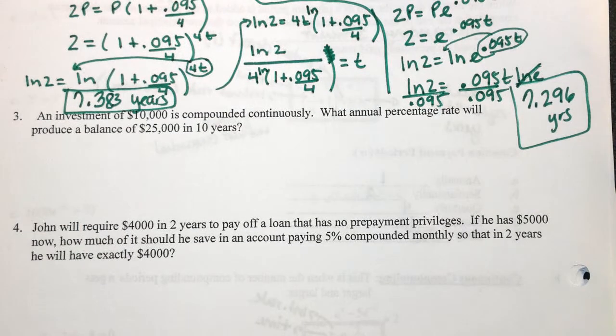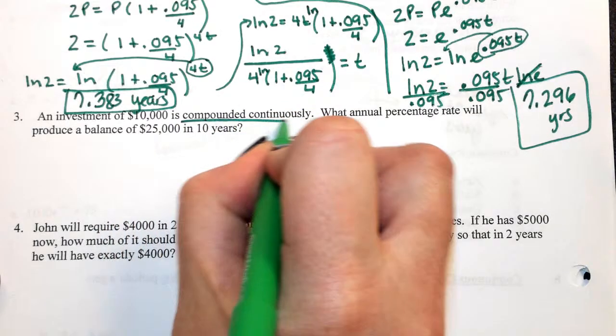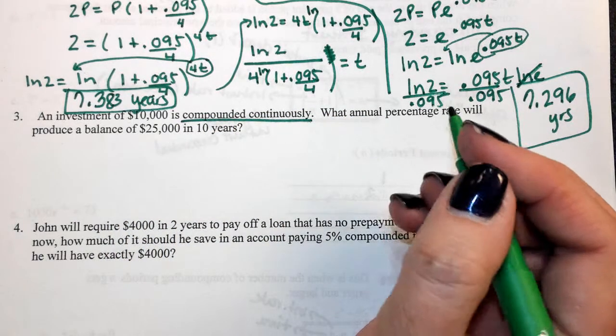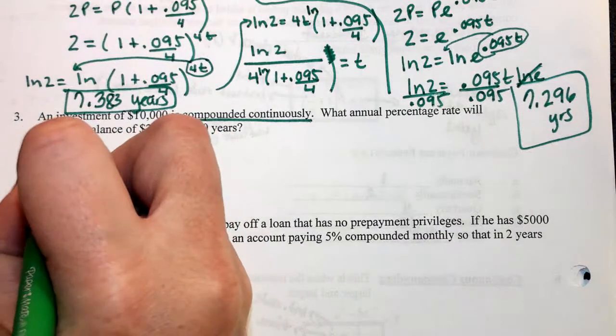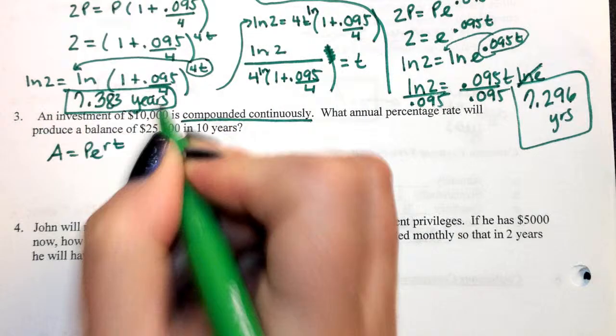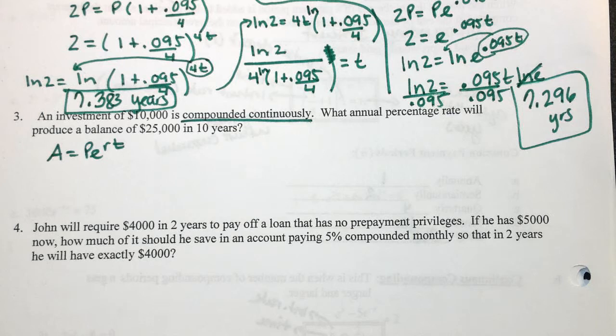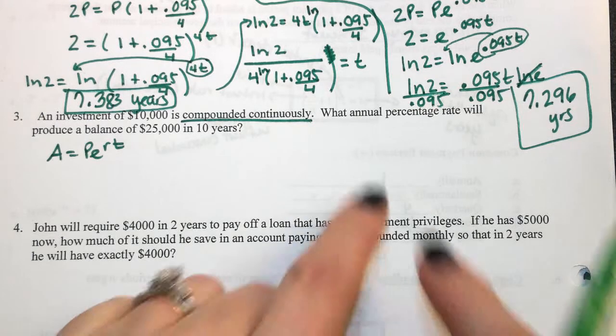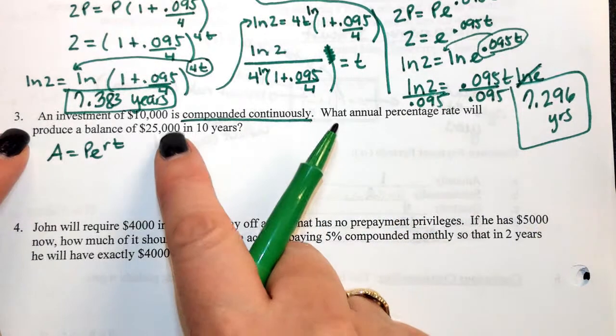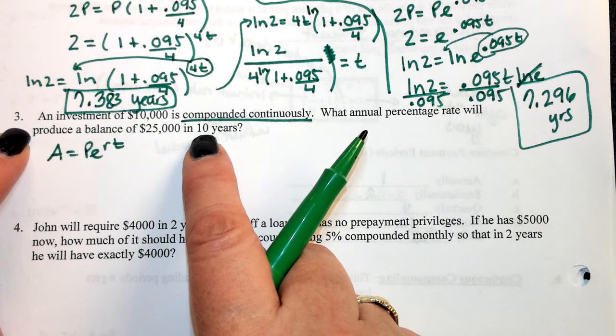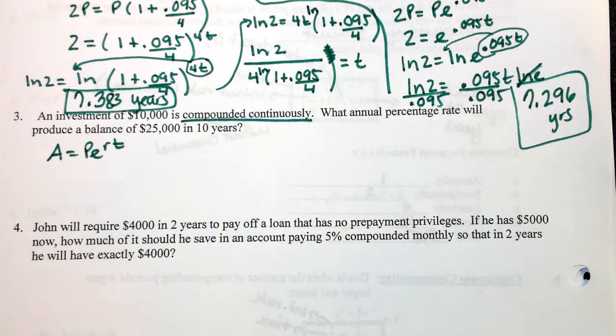So here's number 3. You have an investment of $10,000, and again, it's continuously compounding. So if I'm continuously compounding, what formula am I going to use? I'm going to use my PERT. So always know, guys, what formula is going to be applicable to the problem before you get started. Anytime it says continuously compounding, it's PERT. What annual percentage rate will produce a balance of $25,000 in 10 years? So what am I solving for in my PERT formula? R. So I need to find r.